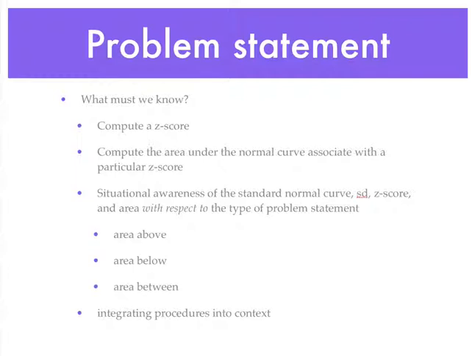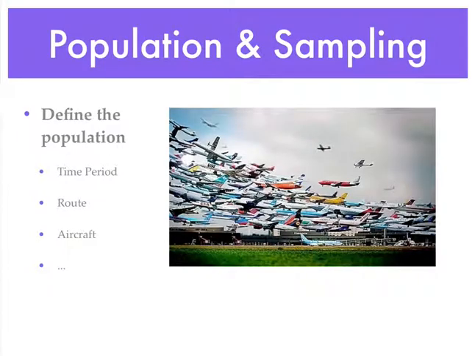And I think there are 3 kinds of problem statements when it comes to computing areas under the curve. That would be the area above, or the area below, or the area between. So once you have all of that procedural information and the numerical information, you have to integrate that into the context of the problem. The first thing that you would do is to define the population.